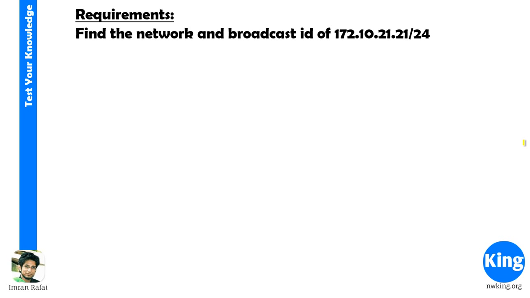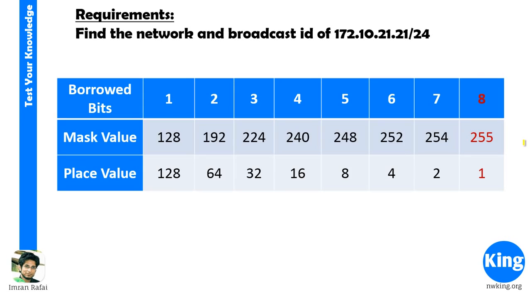That means the 8 bits, in excess of 16, have been borrowed. So the 24th bit comes in the 3rd octet, right? And the place value is 1. That means we need to add 1 to the 3rd octet to keep getting subsequent network IDs. What is the first network ID?